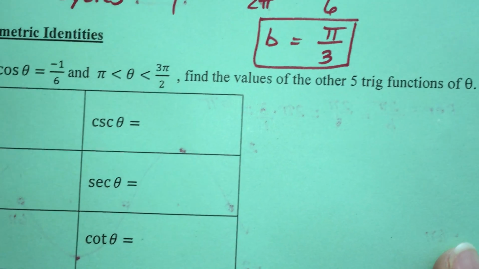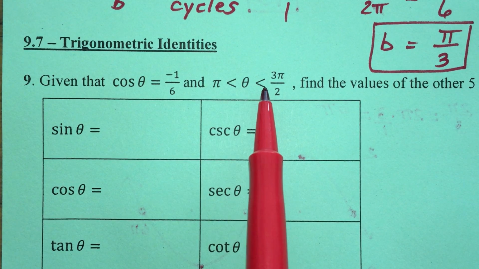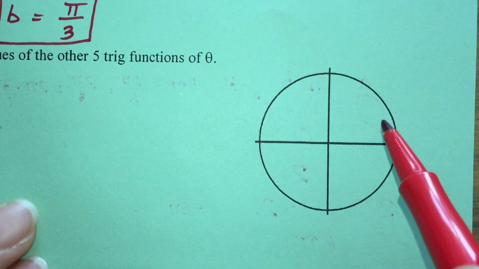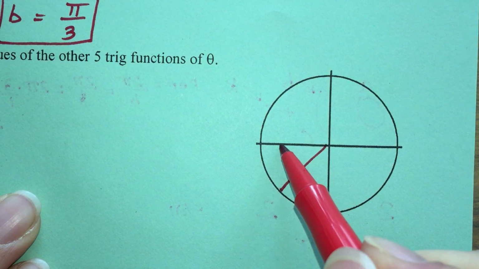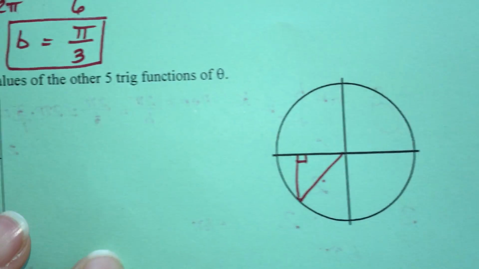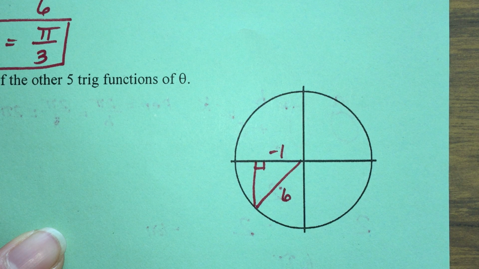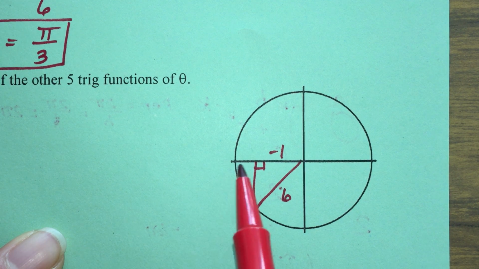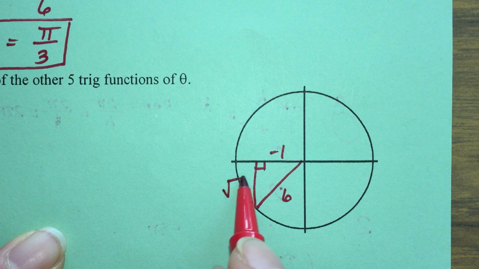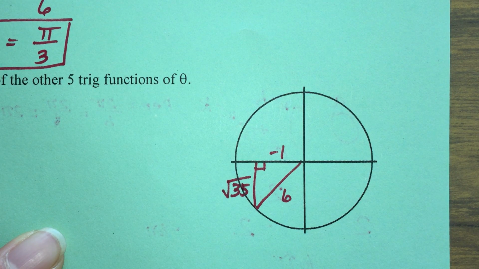I have about 1 minute here to finish up our last problem before the bell rings. In this problem, you want to draw the angle between pi and 3 pi over 2. So that would be down here. We're given that the cosine is negative 1/6. Cosine is adjacent over hypotenuse. Use the Pythagorean theorem to find the remaining side, and you should get square root of 35. Keep it in simplified radical form. From there, use SOHCAHTOA to find the rest of the trig functions.